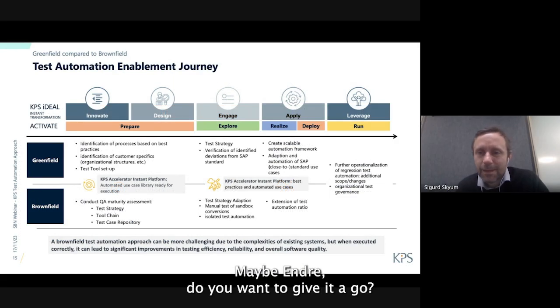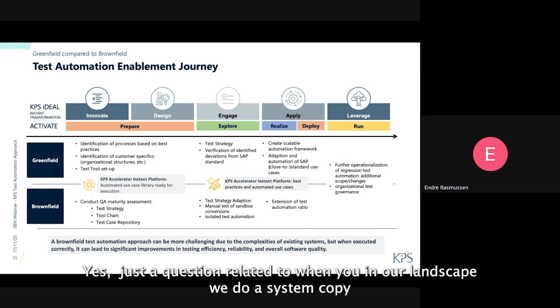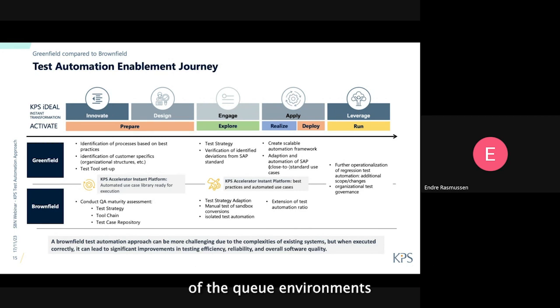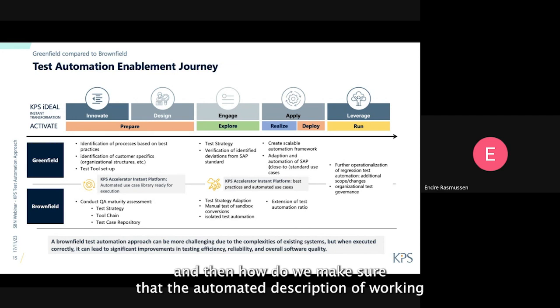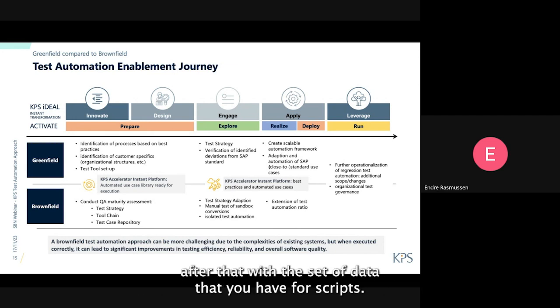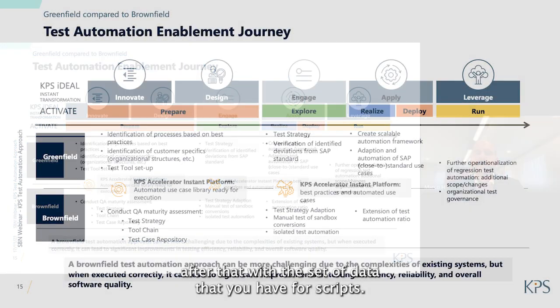Maybe, Andre, do you want to give it a go? Yes. Just a question: in our landscape, we do a system copy of the Q environments, and then how do you make sure that the automated test scripts are working after that, with the set of data that you have for the automated scripts?